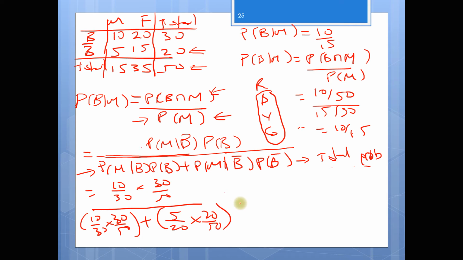Let's try to evaluate that. So you have above, these two cancel out, which gives you 10 out of 50. Divide by what? 30, 30 cancels, this cancels, so you have 10 plus 5, which is 15 out of 50. So in the end, you get 10 out of 15.